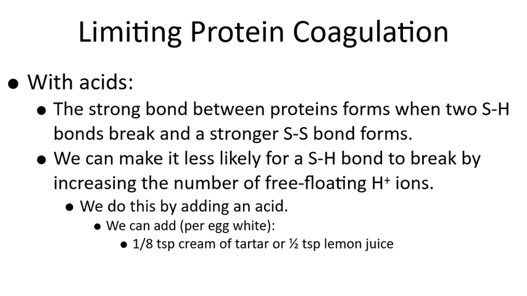We can also limit the protein coagulation using acid. The strong bond between proteins forms when two sulfur-hydrogen bonds break, and a stronger sulfur-sulfur bond forms. But we can make it less likely for a sulfur-hydrogen bond to break by increasing the number of free-floating hydrogen ions, that is, by decreasing the pH. Two common acids to add per egg white are 1/8 teaspoon of cream of tartar, remember this is tartaric acid, or 1/2 teaspoon of lemon juice, in which case the primary acid will be citric acid.